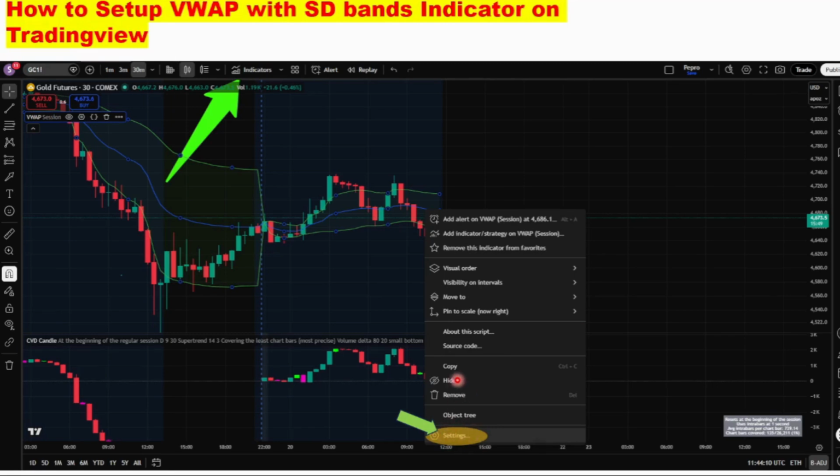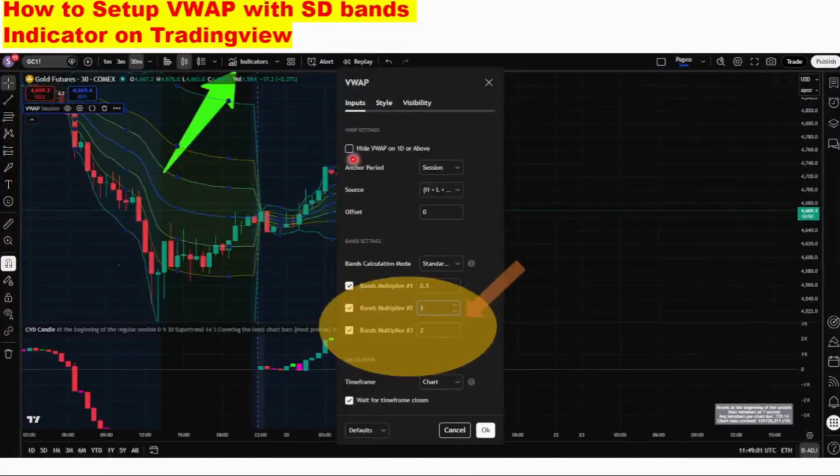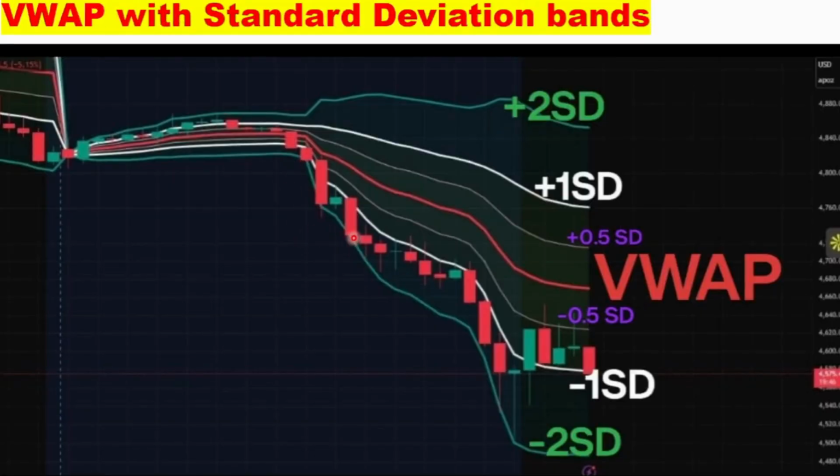Once you have clicked on the settings menu, you can checkbox additional multiplier bands with settings as 0.5, 1 and 2 standard deviations respectively, and then you can adjust the color like mine or as per your wish. That's it. Once done, you can see VWAP with standard deviation bands as on my screen.